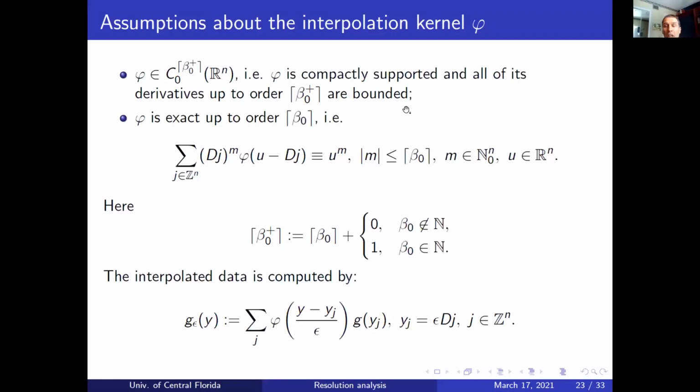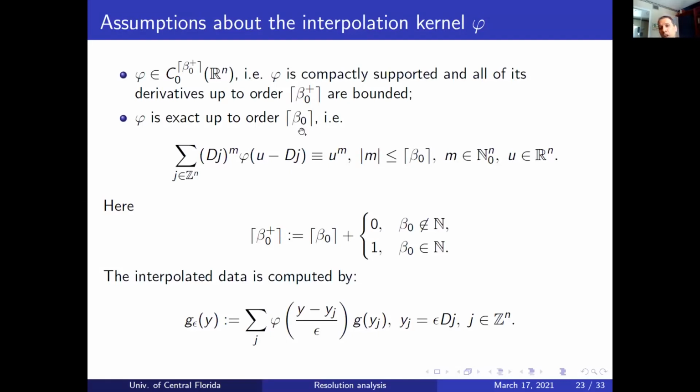Then let's talk about the interpolation kernel. It's also important because we interpolate tomographic data using this kernel. So we have two assumptions. So phi is compactly supported, and all of its derivatives up to a certain order are bounded. And then it's exact up to a certain order. So exact meaning that it interpolates polynomials exactly up to a certain degree. Right? What are the degrees here? The degrees are determined by beta naught.